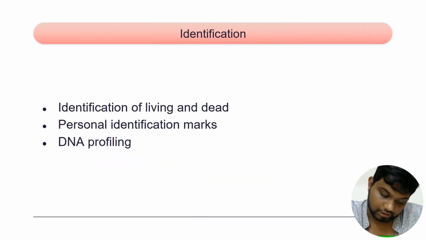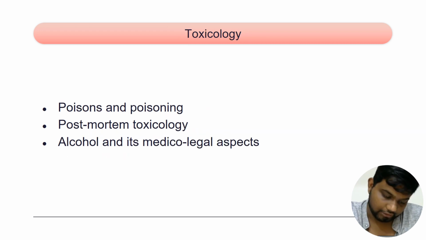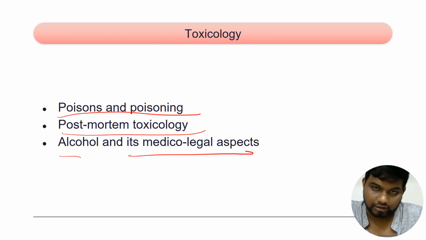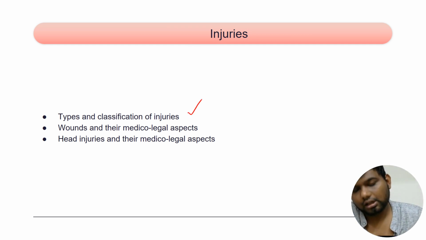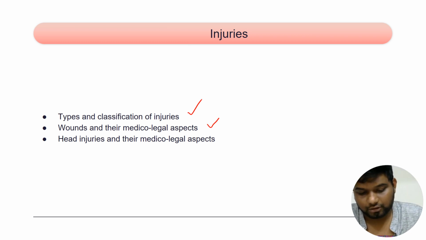And then you have identification. Speaking of identification, identification of the living and dead, personal identification marks, and DNA profiling are important. And then you have toxicology: all the poisons and poisoning, post-mortem toxicology, and alcohol and its medical-legal aspects are the areas you have to cover. Then you have injuries: the types and classification of injury, whether it is a slashing wound or blunt trauma, their medical-legal aspects, and head injuries and their medical-legal aspects. All of those you have to remember.